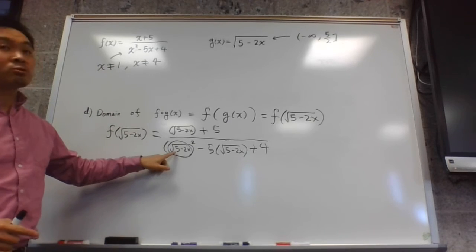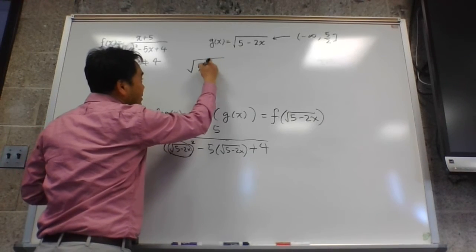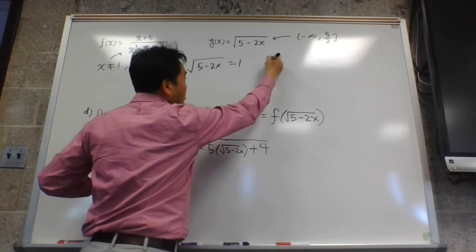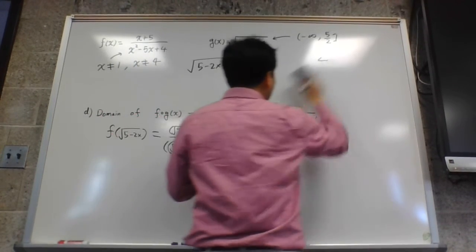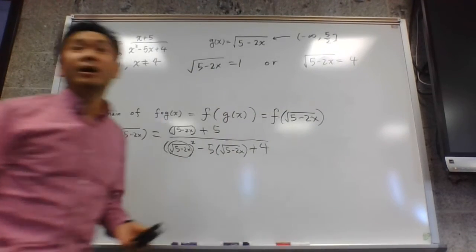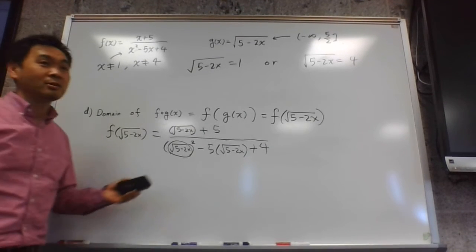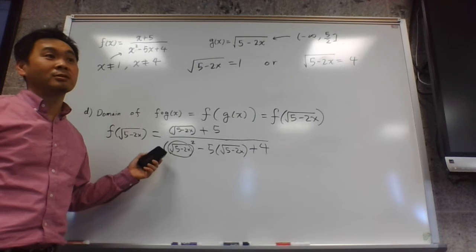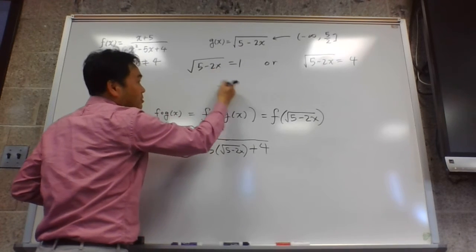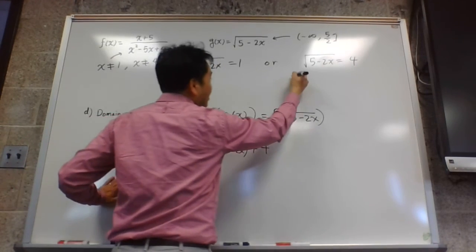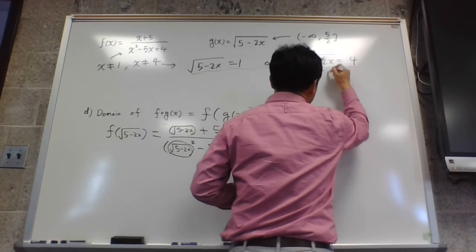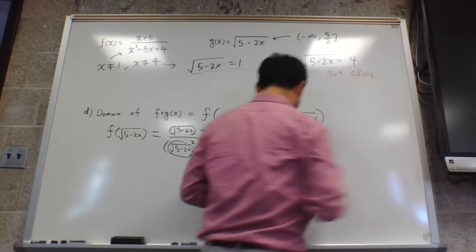1 and 4, if square root of 5 minus 2x, because that's being plugged into f, if this value becomes 1 or 4, is that okay? No good. It will be bad because it will make the denominator equal to 0. Okay? So let's see what that means. This means they are not okay. You guys should put a red letter. Not okay. Bad. Okay?